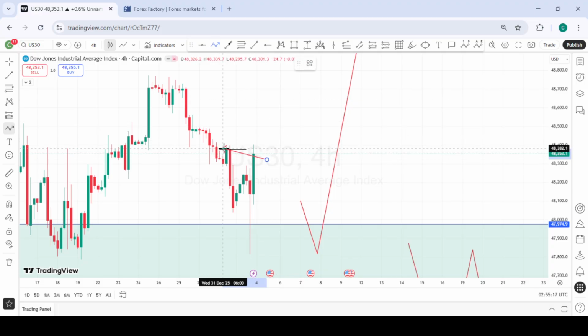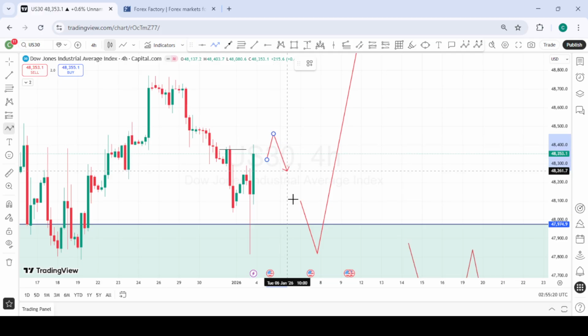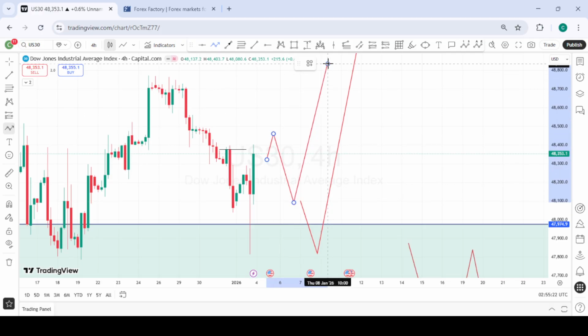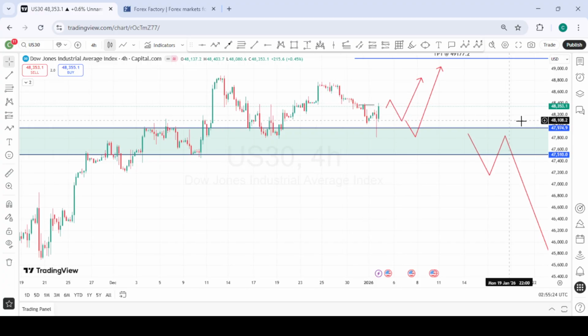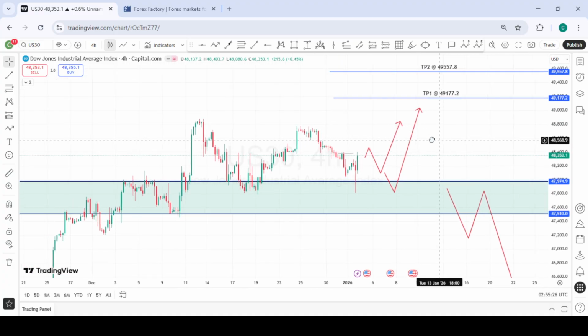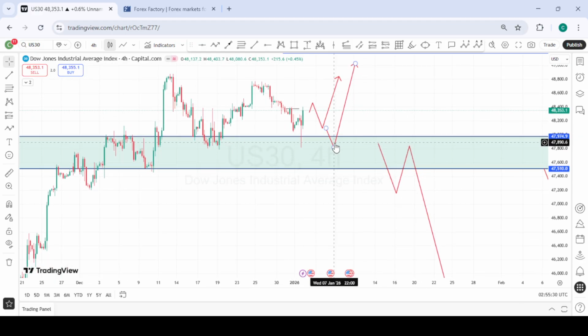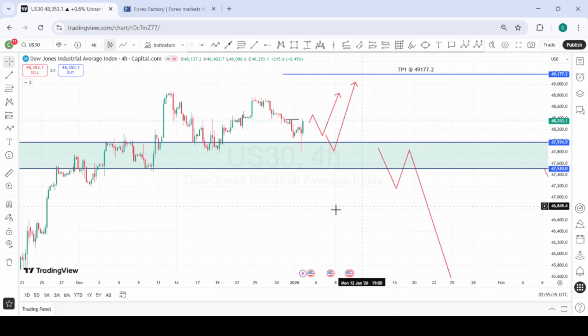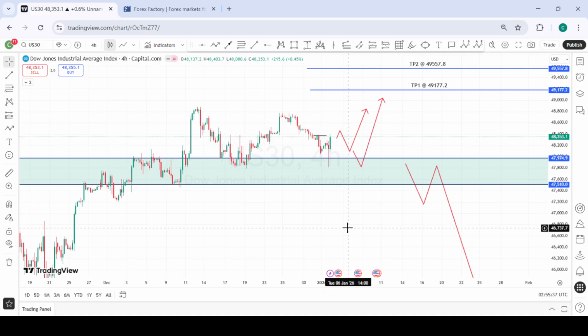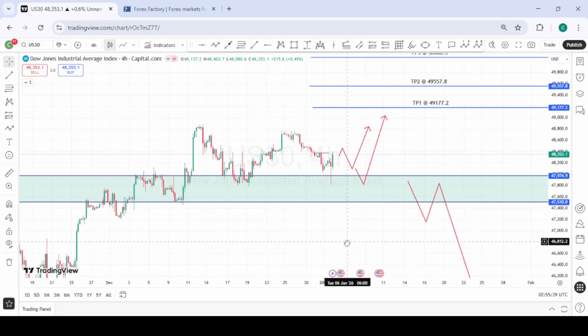Should we get a 4-hour structure shift here, we get a possible higher low formation, then we look for buying confirmation to the upside. So we are very bullish on US30. This can only be bearish if we are able to violate or break this zone and come for a retest and continue to the downside. Until then, we are extremely bullish on US30 for the coming week.